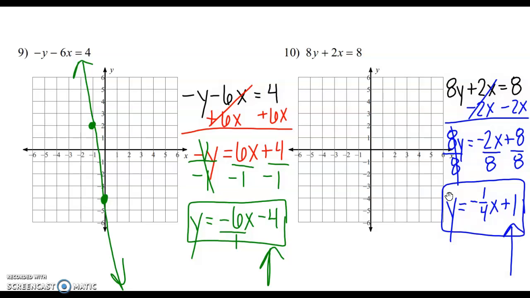So graphing, y-intercept is 1. First dot goes at 1. Slope is negative, so my line has to fall. 1 over 4, since it's falling, I can go up 1 to the left 4. Or it's the same thing as going down 1 to the right 4. So this line has a y-intercept of 1 and a slope of negative 1/4. That's slope-intercept form, y equals mx plus b.